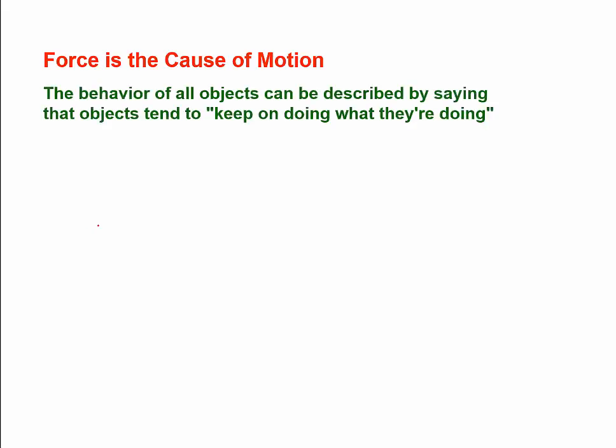All right, now we are talking about motion. So the question is, what causes motion? Well, Newton is the first who thought about it. He said all motion is caused by a force. So the behavior of all objects can be described by saying that objects tend to keep on doing what they're doing. What does that mean?